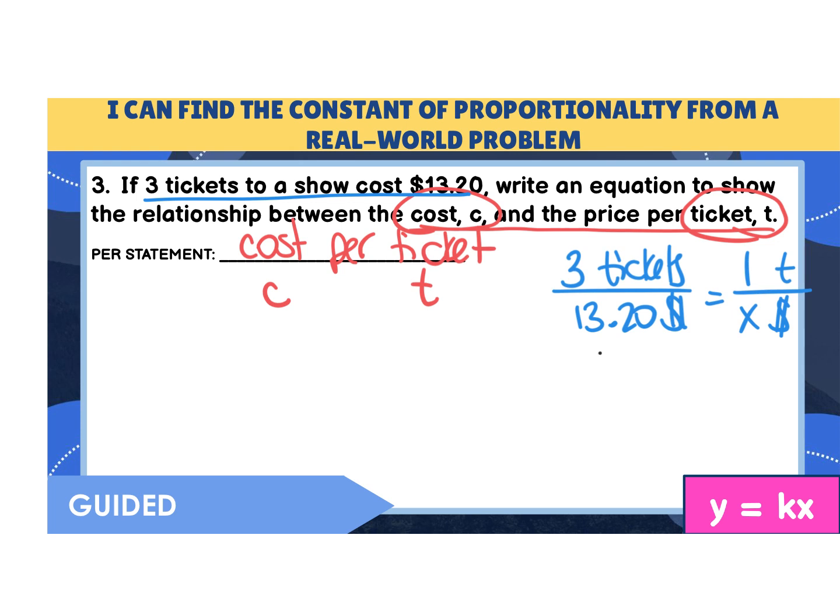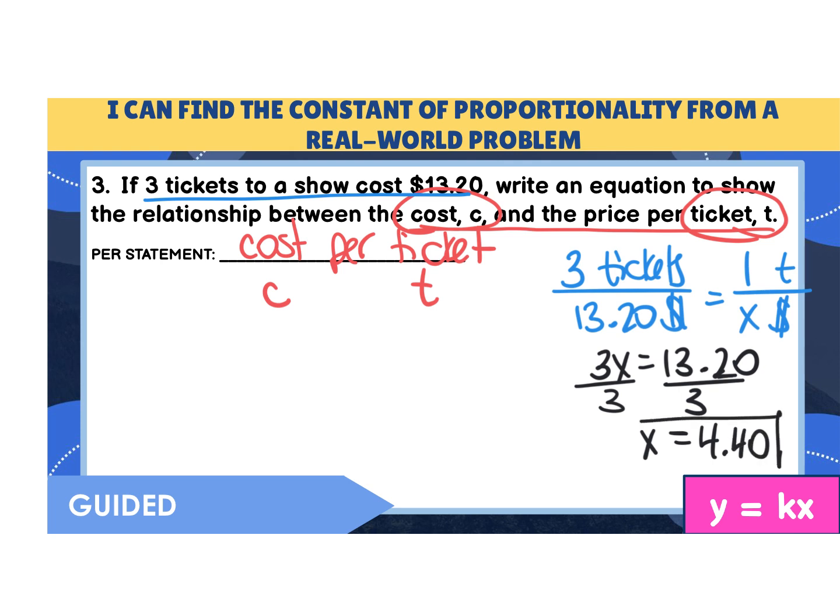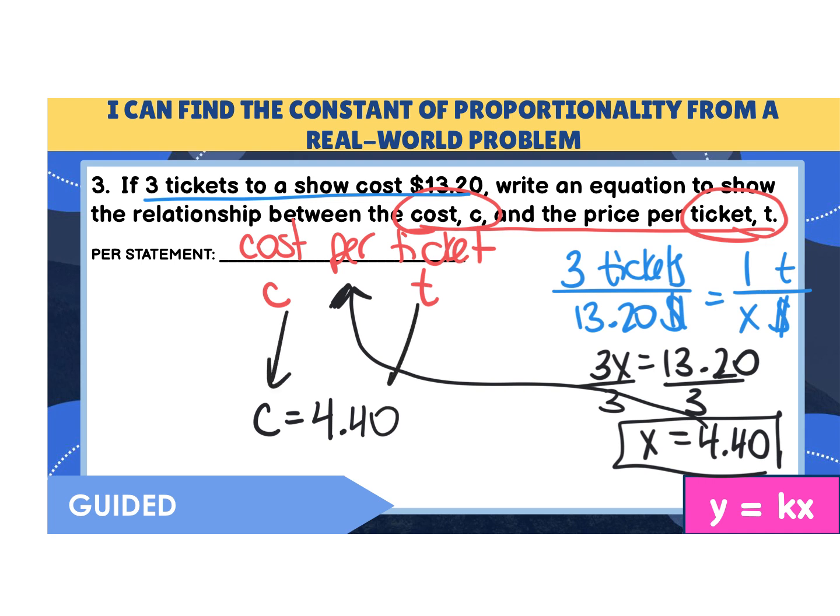When we cross multiply, we're going to get 3x equals 13.20. We're going to divide both sides by 3. And so that's an ugly 20, but 13.20 divided by 3 will give us 4.4. I'm going to add a 0 because it is money. And again, all we have to do is take this and put it in for per. So C equals, don't forget that equal sign because it does have to be an equation, 4.40 T.